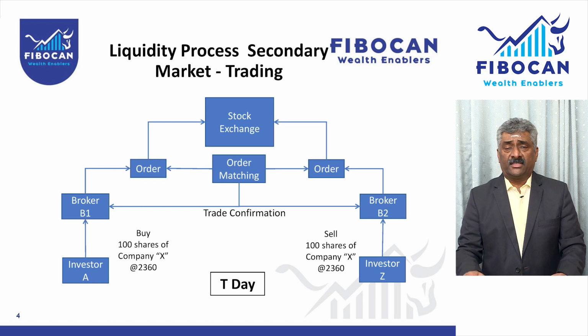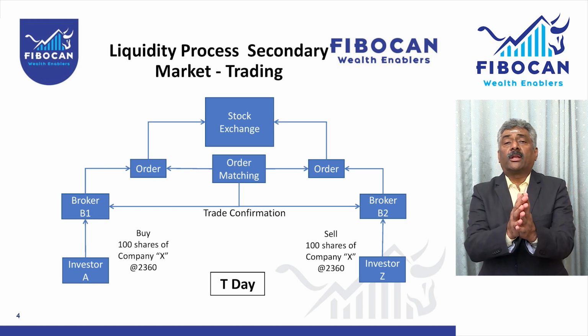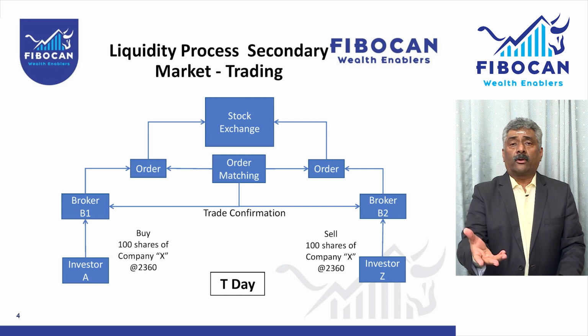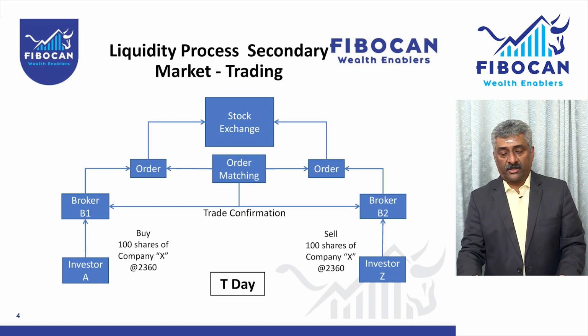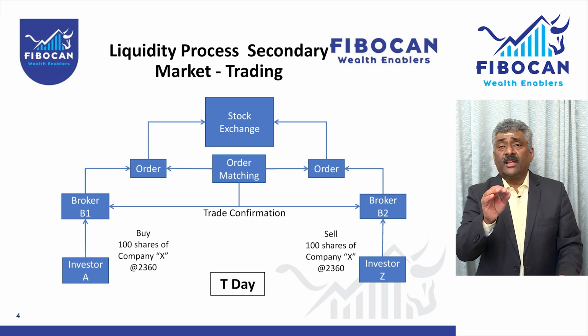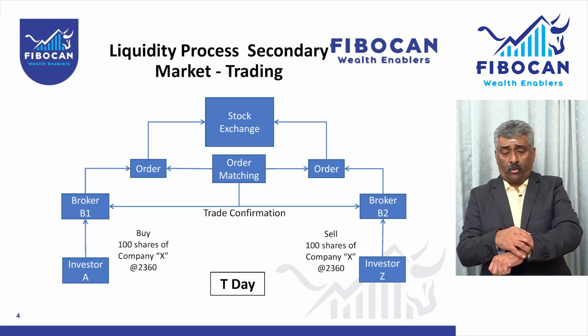Then the moment the order is entered in the stock exchange, the order is matched. These are all done electronically, automatically, seamlessly. A contract note will be issued to both investor A and investor Z through their respective brokers, that is B1 and B2. The contract note will give the exact time with seconds also. So you can see that everything is through automated mode.